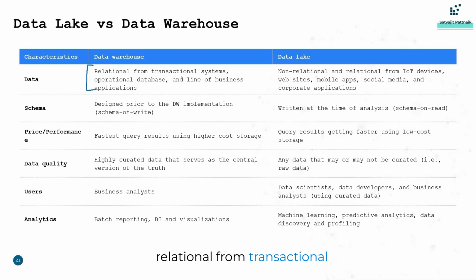In a data warehouse, the data is relational from transactional systems, operational databases, and line of business applications. A data lake is non-relational and relational from IoT devices, IoT is Internet of Things, websites, mobile apps, social media, and corporate applications. In short, in layman's terms, in a data warehouse, you basically store information from your transactional systems or from your current operational databases. In a data lake, you store both relational and non-relational data, which could be from any source, which could be structured or unstructured data.